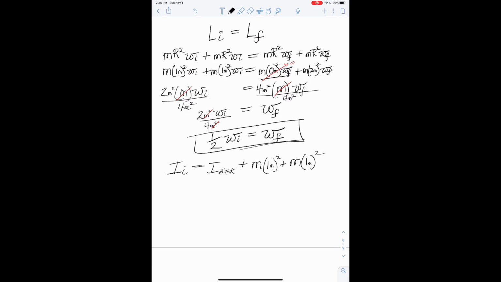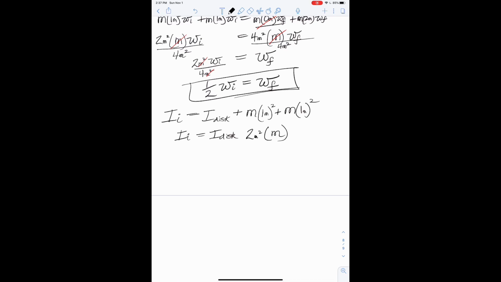All right, and then we can say that totals up to what there? I disk. And then this is going to be equal to M times 1 meter squared plus 1 meter squared M. So it's going to equal 2 meters squared times M. All right, so we can see that that's true for the moment of inertia initial.